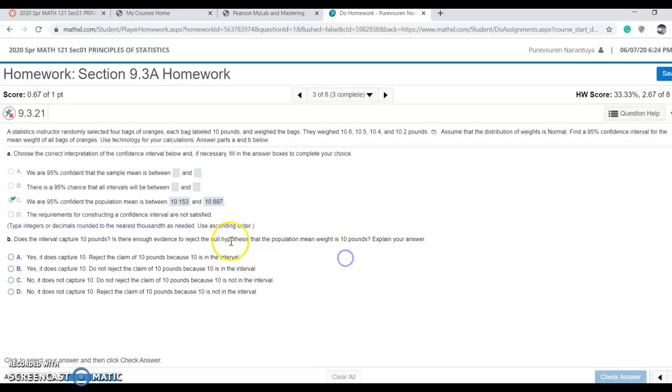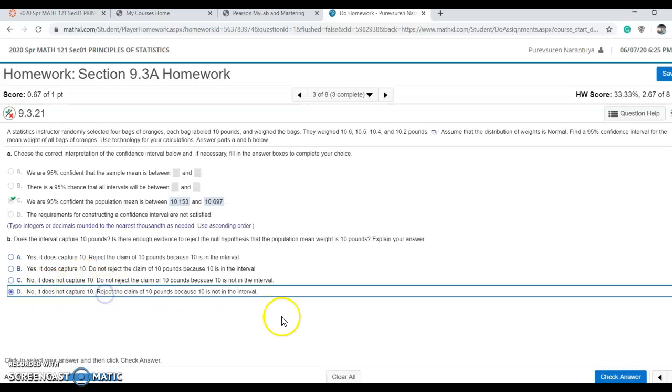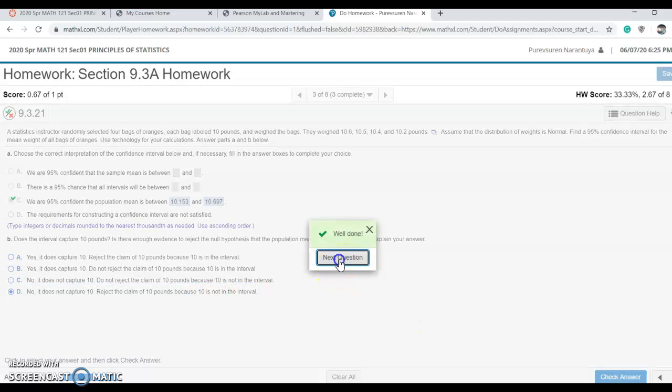So the next question is, does the interval capture 10 pounds? So the possible interval should be between these two numbers, so it doesn't capture, and we reject. 10 is not in the interval, and that's it.